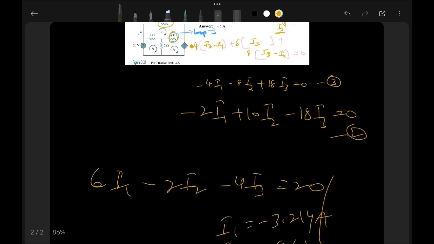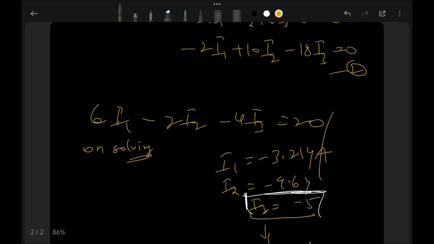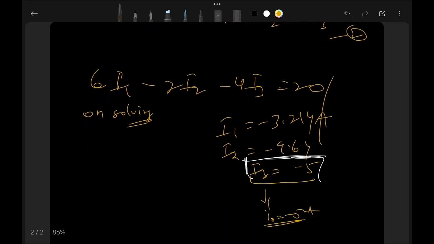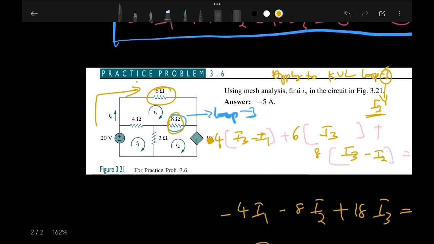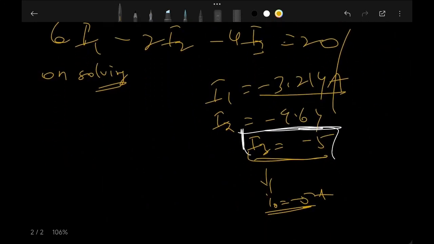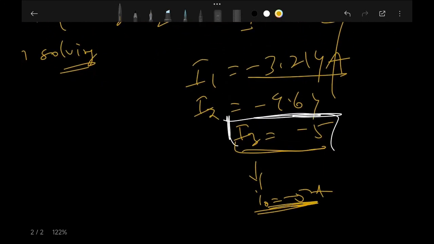On solving all 3 equations using a scientific calculator, I got I1 is minus 3.21, I2 is minus 9.61, and I3 is minus 5. I3 is what I showed in the figure, nothing but your I0. So the required value of I0 is minus 5. So this is how I can solve problems using mesh analysis.